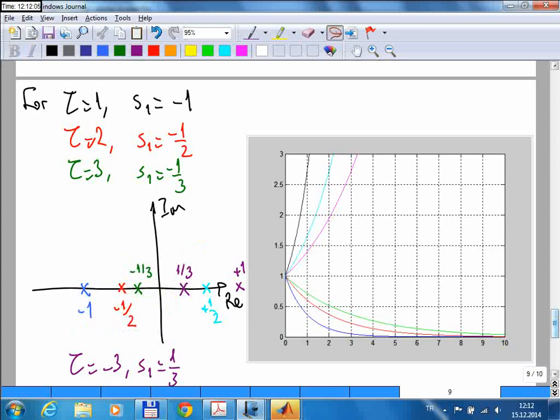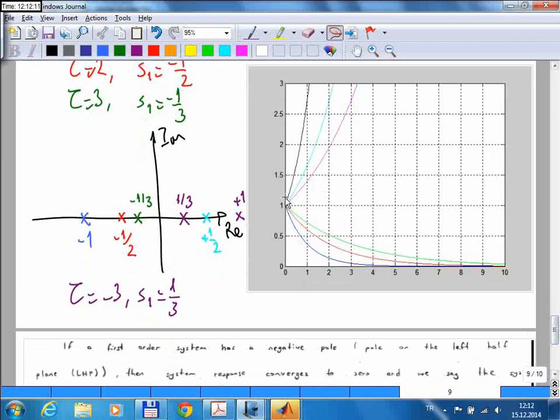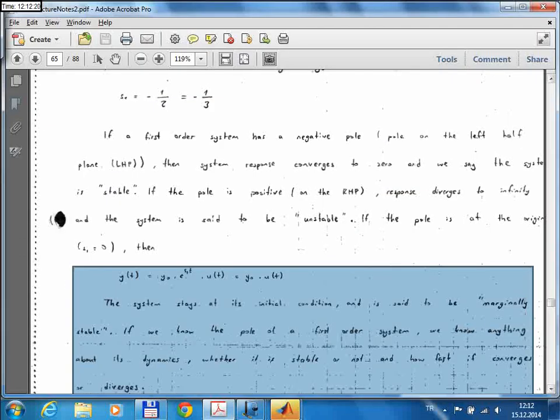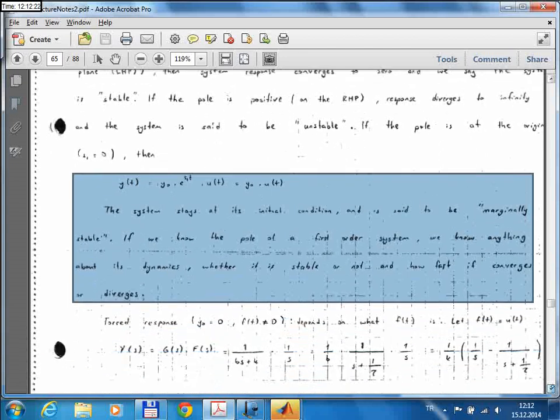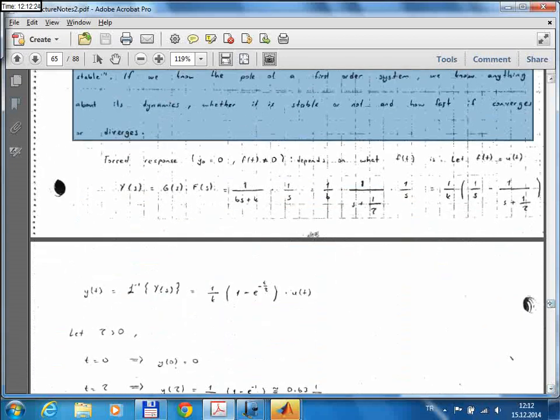Yes, exactly. So this is only when we have just one pole. And this is only for the free response. We release the system from an initial condition. So if you want to see what happens if we apply an input to this, it is shown next.